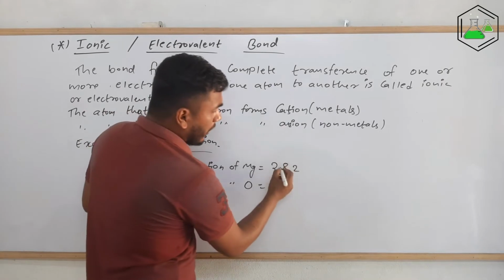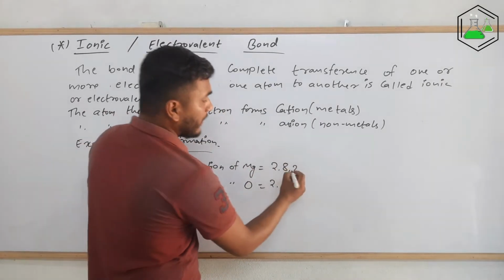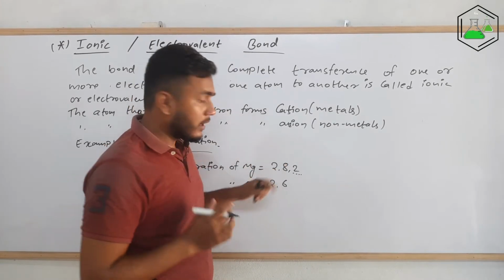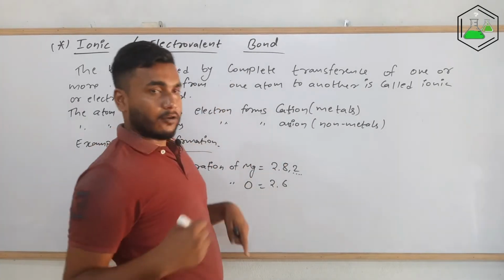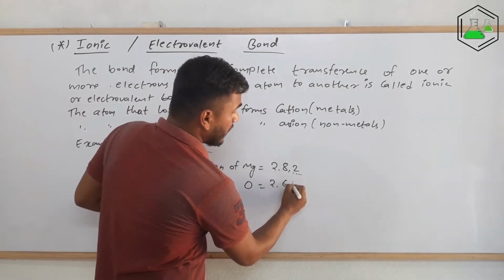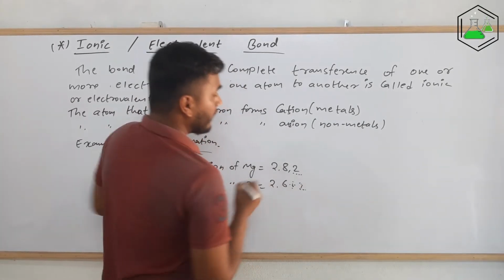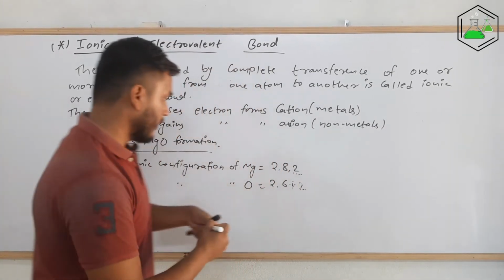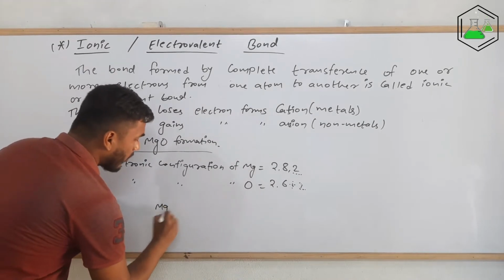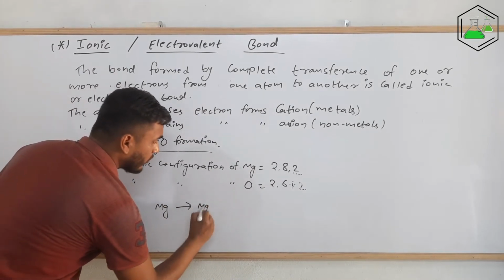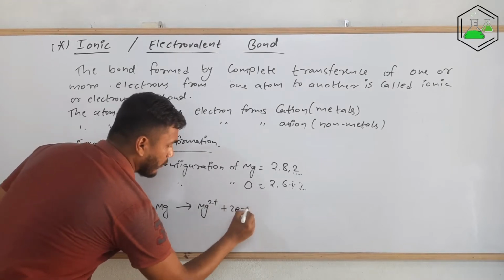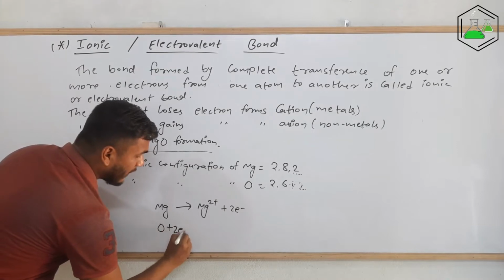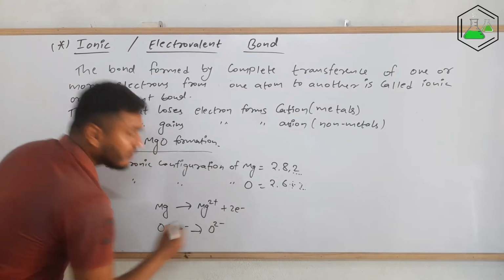Now look at here. To be in octet state, magnesium needs to lose these 2 electrons, then it will have 8 electrons in its outermost orbital, and oxygen needs to gain 2 electrons, then finally it will have 8 electrons in total in its outermost orbital. So in this phenomenon, magnesium will lose 2 electrons and form Mg2+ ions like this. And similarly, oxygen will gain 2 electrons and form O2-. Are you getting me?